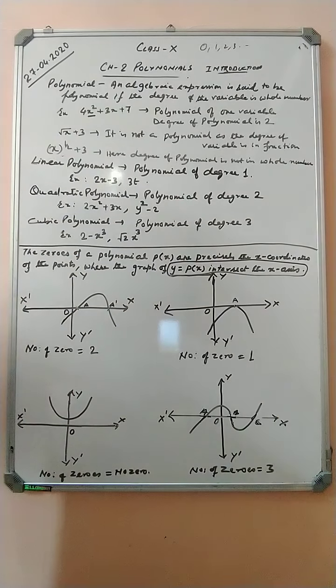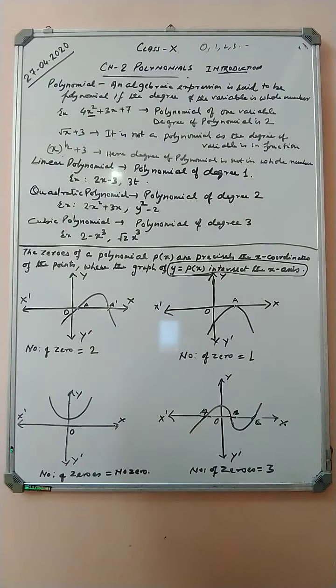Now see the next example, root x plus 3. Root x can be written as x to the power half plus 3. Here the variable is x and the power is half. By the definition, we know that a polynomial cannot have a variable power other than a whole number. Here the power is half, so it is not a polynomial. Now let us see the different types of polynomial.